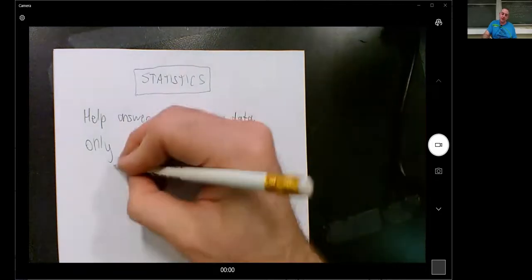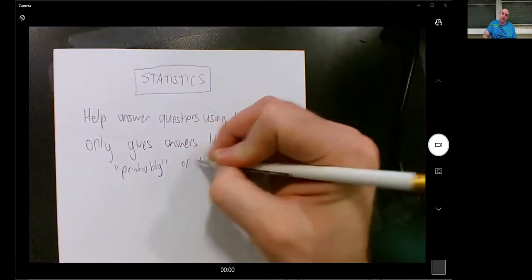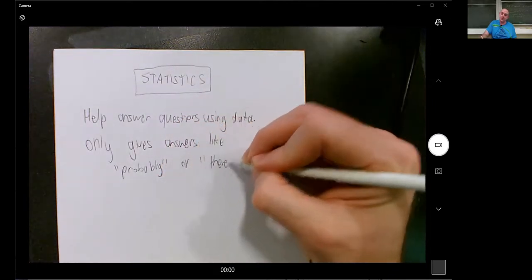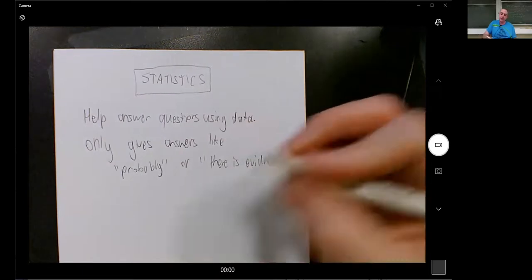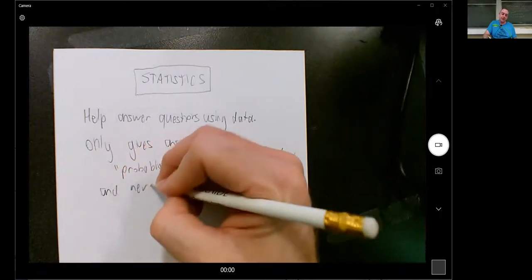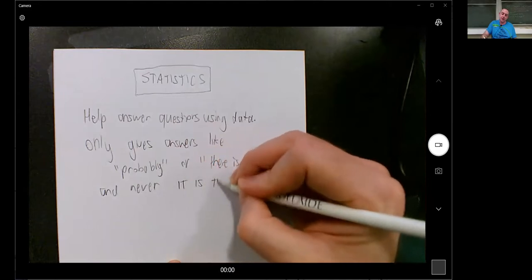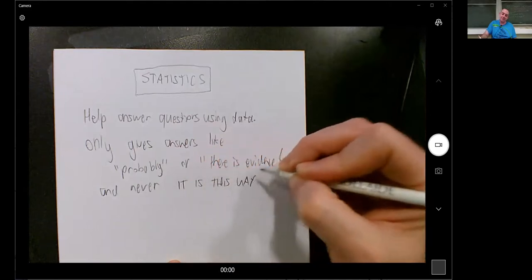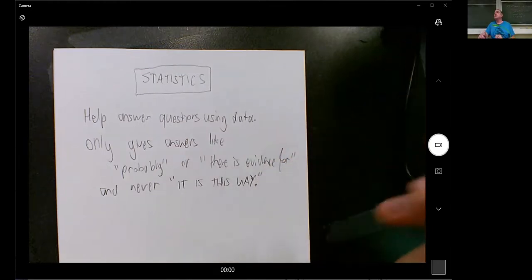It only gives answers like, you know, probably, or there is evidence for, and never, it is this way. Just wanted to point that out. So all of your answers in a statistics course will always have at least one word in there to indicate that it is not 100% certain. Always.